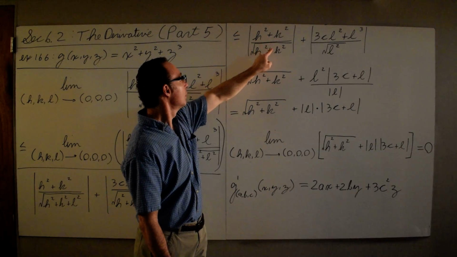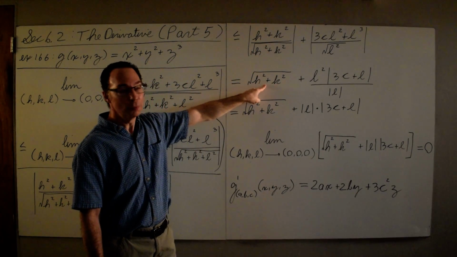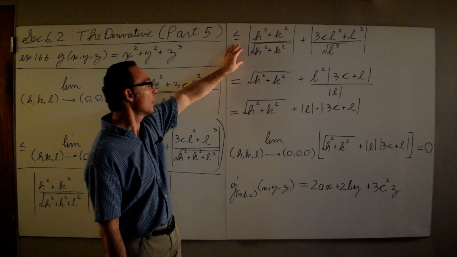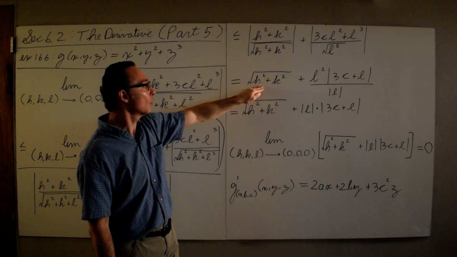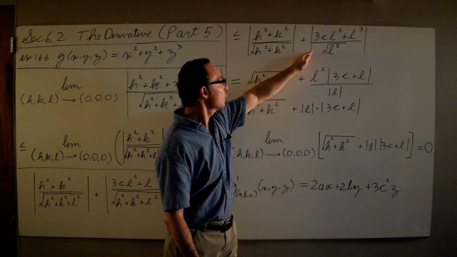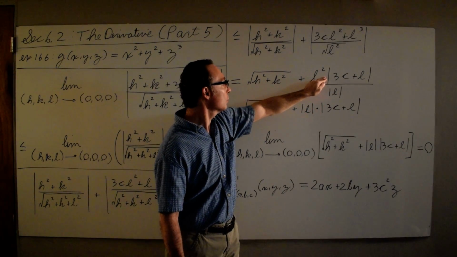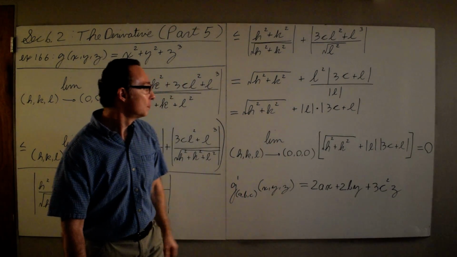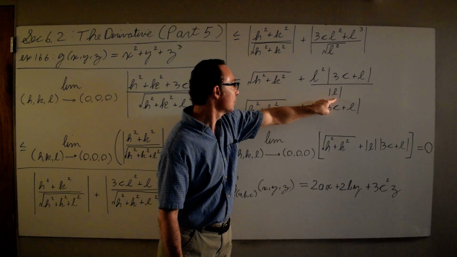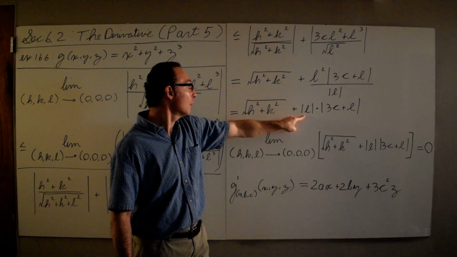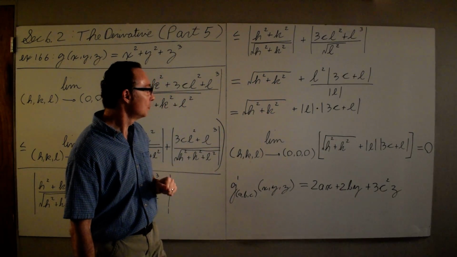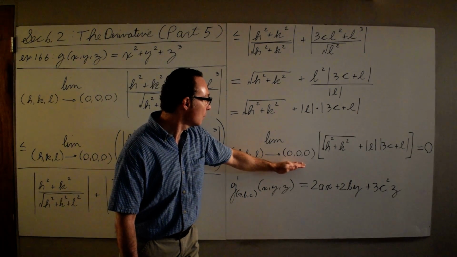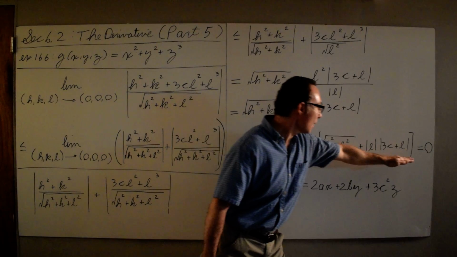Well, if you take a term, divide by its square root, you get the square root. We don't actually need this absolute value sign here because this term's greater than or equal to 0 anyways. So here we have the square root of h squared plus k squared. For this fraction, what did we do? We factored out an L squared, and the square root of L squared is the absolute value of L. L squared divided by the absolute value of L is the absolute value of L. So this simplifies nicely. And then we go back and we look at the limit. The limit as (h, k, l) goes to (0, 0, 0) of this expression is in fact 0.